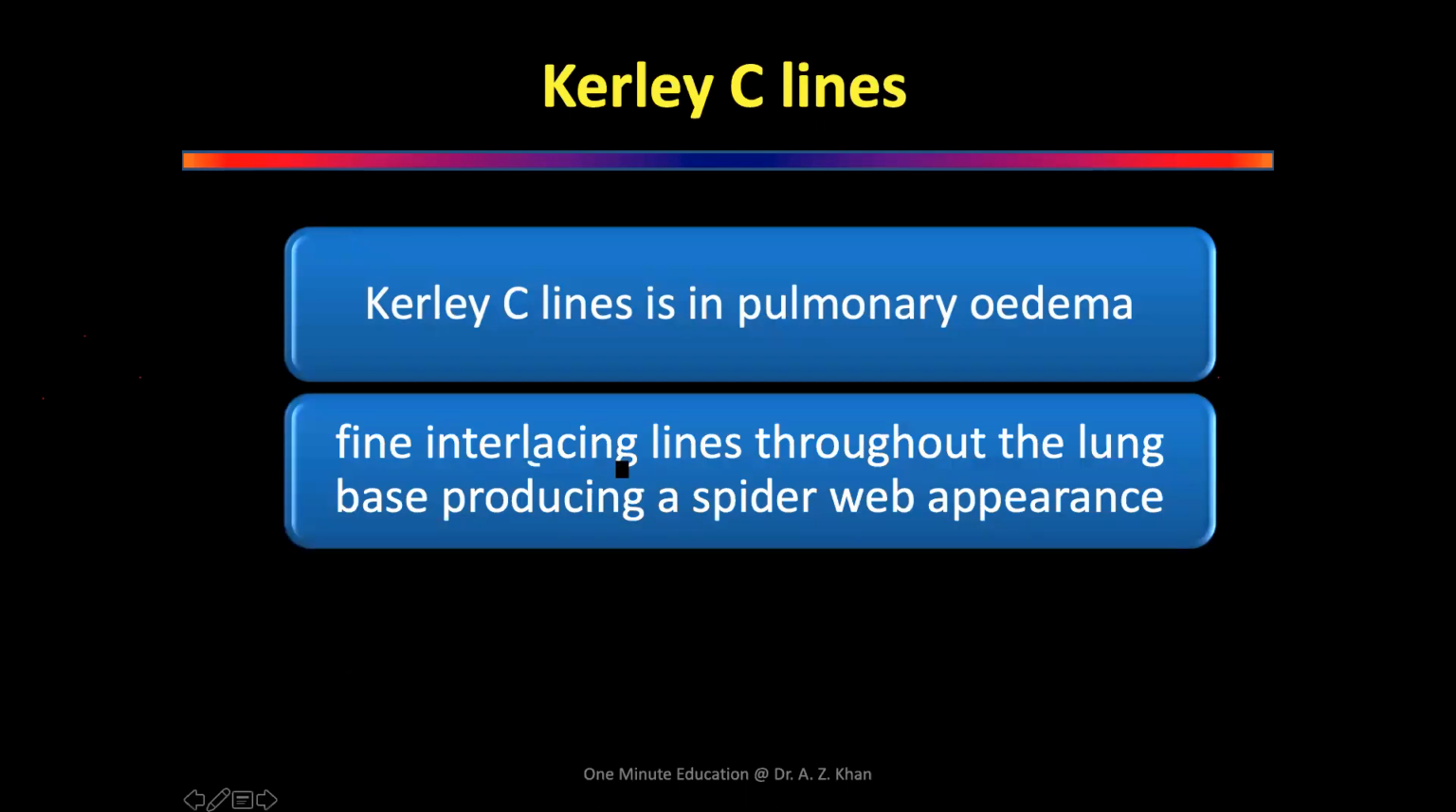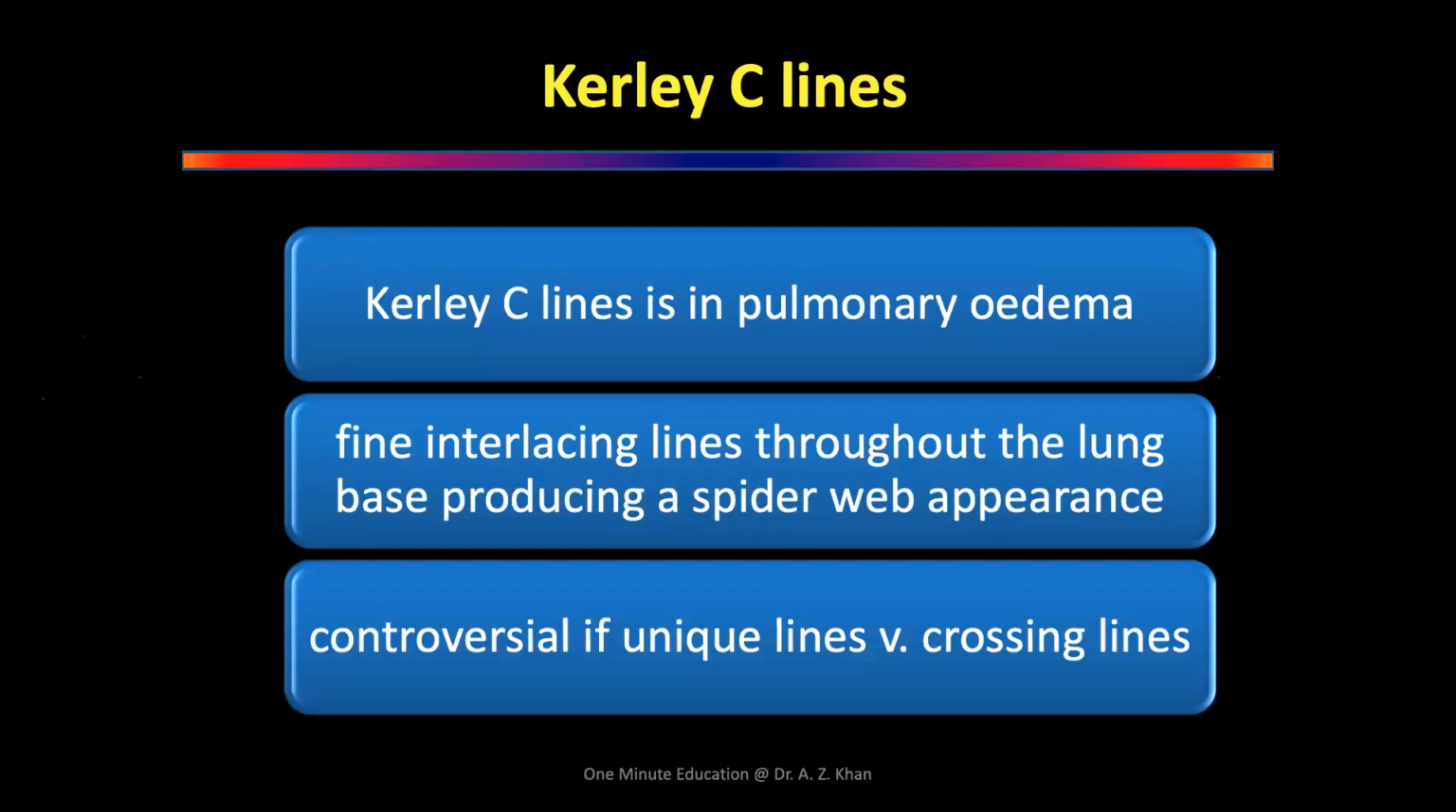They are fine interlacing lines throughout the lung, which give you an appearance of spider web. They are actually head-on Kerley B lines. So they are nothing different from Kerley B lines, and they also represent interlobar septae. So when the chest X-ray is taken, some things that come horizontally are B lines, and what comes head-on through the cut section, because it's a 2D appearance of a 3D structure, that's why it's called a C line.